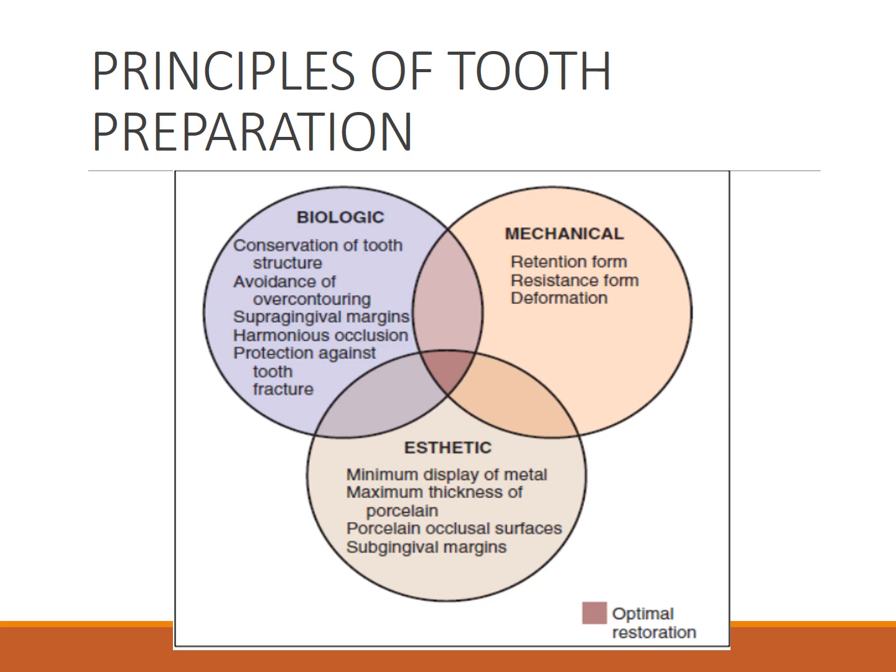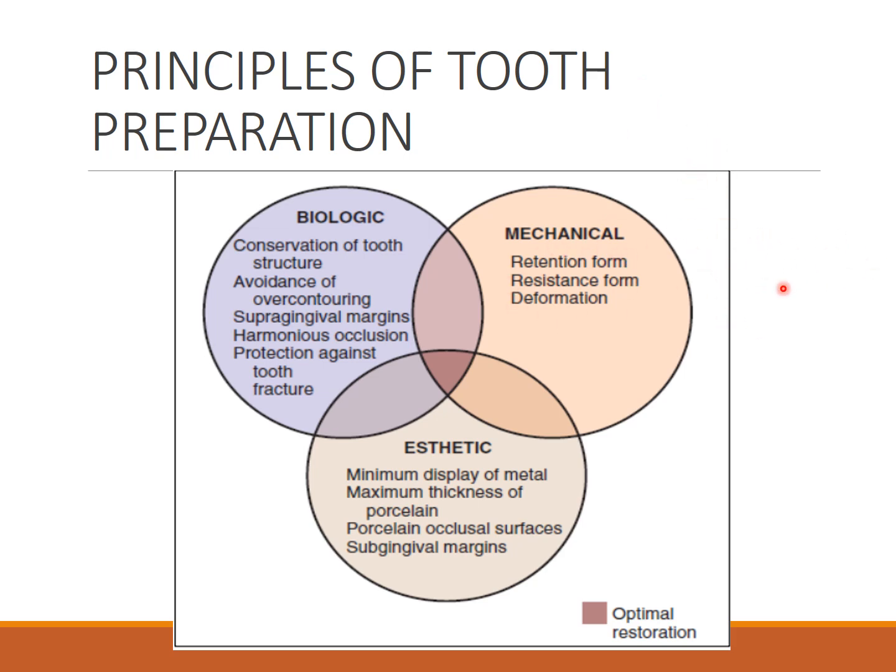Coming to the mechanical principles: retention form, resistance form, and deformation. Basically, retention prevents the removal of the restoration along the long axis of the tooth. Okay, guys, long axis, so that is the vertical.